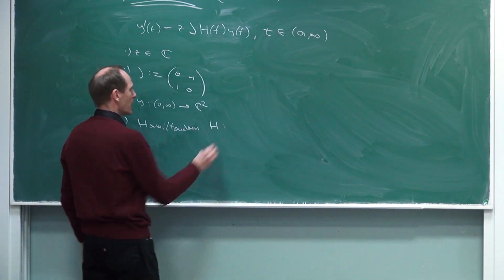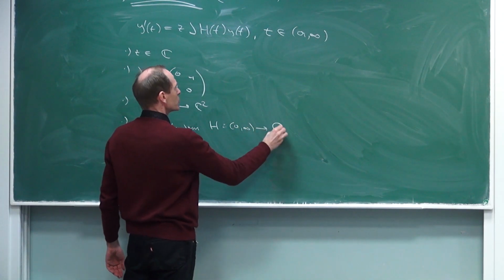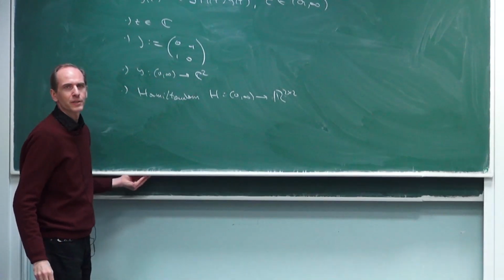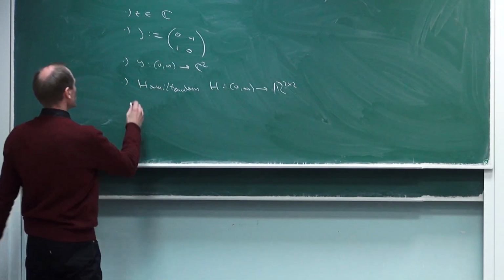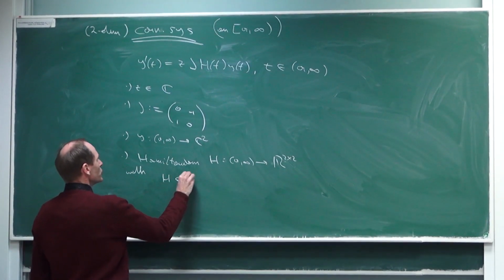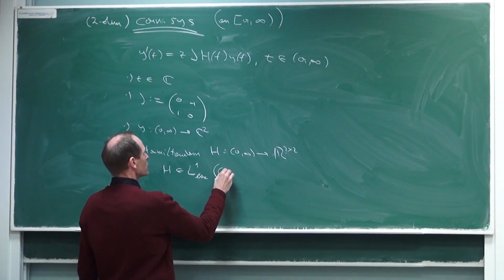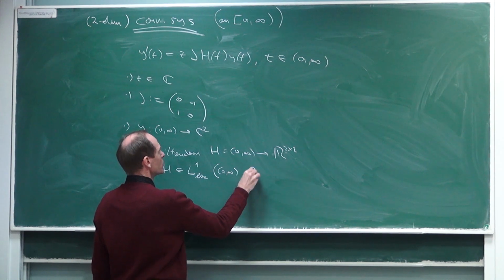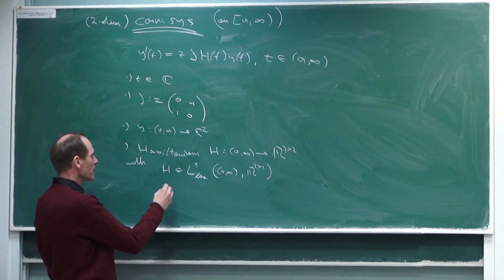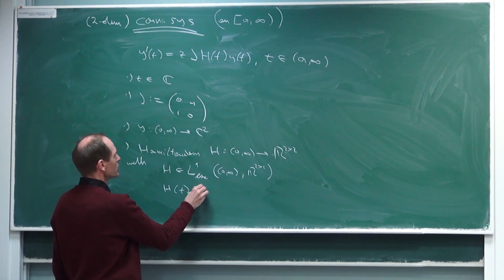And it is a function which lives also on that half line and goes to R^{2x2}, and it should have several properties. With the following properties: the function H should belong to the space L1 locally, so on every compact sub-interval of that ray it should be integrable. And not only that, it should be non-negative almost everywhere.